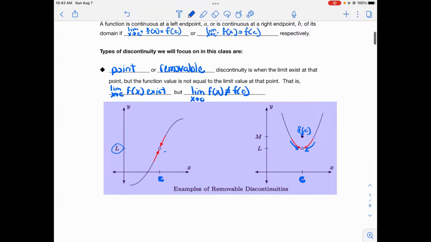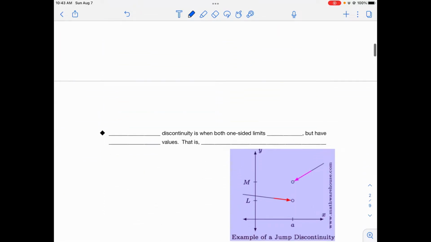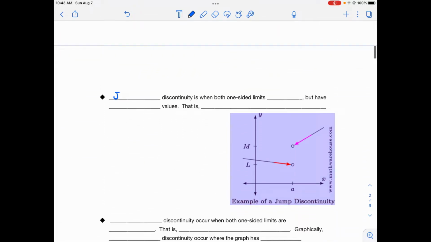The second type of discontinuity we'll learn is jump discontinuity. That's when both one-sided limits exist. The limit from the left exists, the limit from the right exists, but they have different values. So that means, and I'll use a instead of c this time, the limit as x approaches a from the left of f of x is not equal to the limit as x approaches a from the right of f of x. And that's how you know you have jump discontinuity.